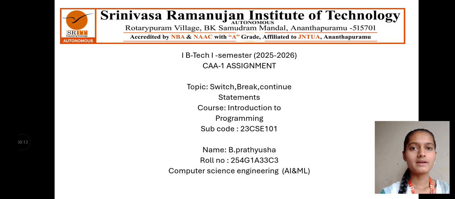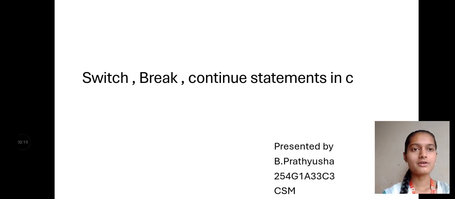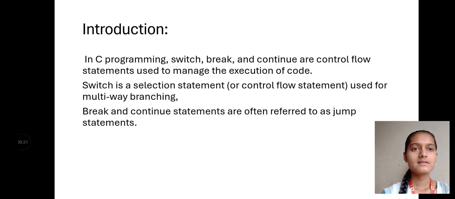Today my topic is switch, break and continue statements in C programming. Let us know the introduction of these. In C programming, switch, break and continue are control flow statements. They are used to manage the execution of code.